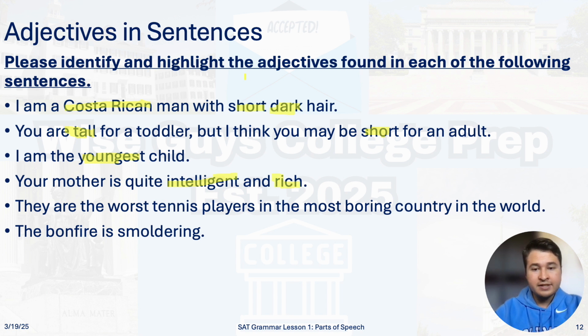They are the worst tennis players in the most boring country in the world. So here we have worst and most boring. Here's a superlative form of the adjective, okay? Now, the bonfire is smoldering. The adjective is smoldering. I hope you got the same answers as I did. If you did, you are in good shape, at least for these 5 sentences, okay? Now we move on to the next part of speech.